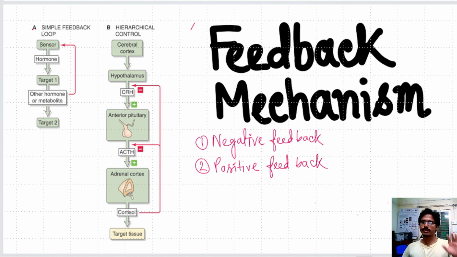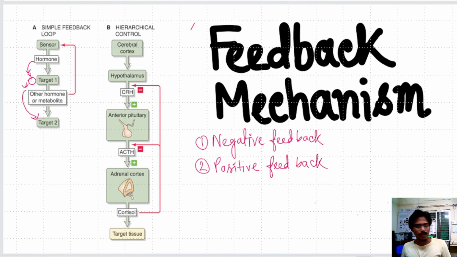In the simple feedback loop there is some sensor, some hormones and a target. You can say there is some receptor in the cell that can bind with that specific hormone. Then the hormone or metabolites are activated and they release something that activates the second organ. That is called the simple feedback loop, like control over another organ.